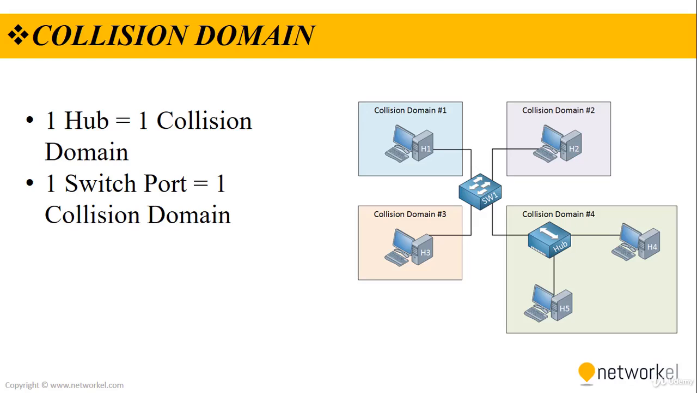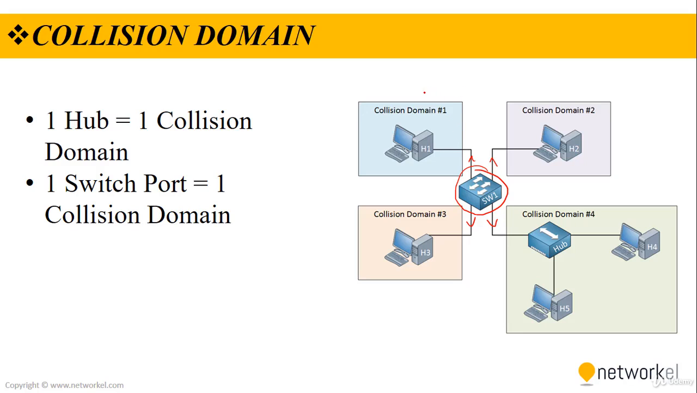Collisions are often in a hub environment because each port on a hub is in the same collision domain. By contrast, each port on a bridge, a switch, or a router is in a separate collision domain. As you can see in here, we have a switch, and this switch has four different ports. Each port of the switch is a separate collision domain.